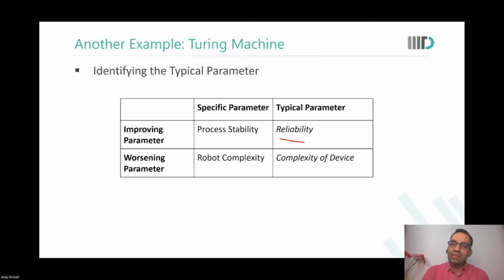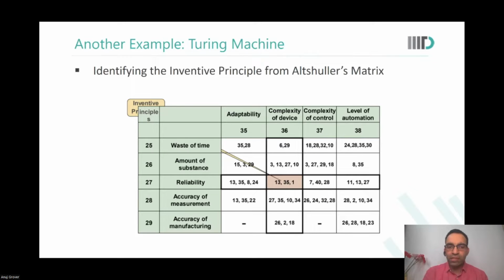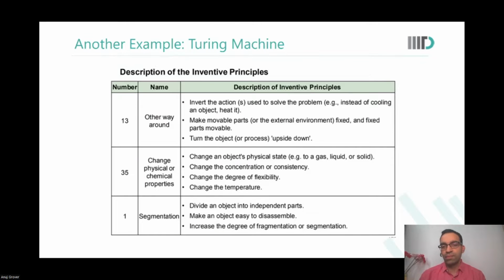Process stability, they say use the term reliability. Complexity, in that particular table, we will look for complexity of the device. You go to the table, row number 27 talks about reliability, 36 talks about complexity. The inventive principles that are written there are 13, 35, and 1.